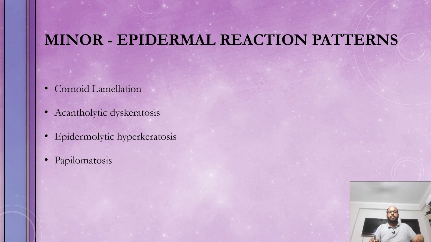So we have covered the major epidermal reaction patterns, how epidermis looks in different pathologies, and very quickly we'll go to minor epidermal reaction patterns. These are those reaction patterns which you don't encounter frequently, and they're quite pathognomonic of different disorders. We will not be discussing the disorders, we'll just go through how they look under a microscope.